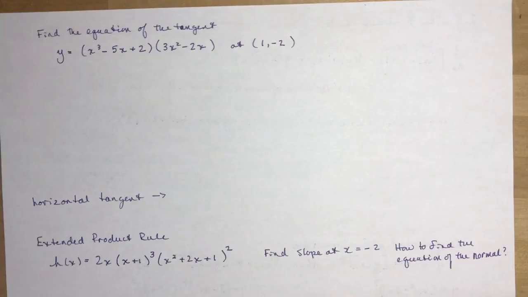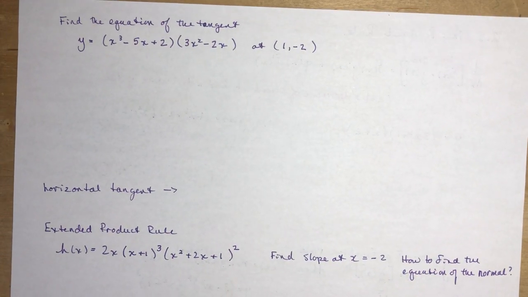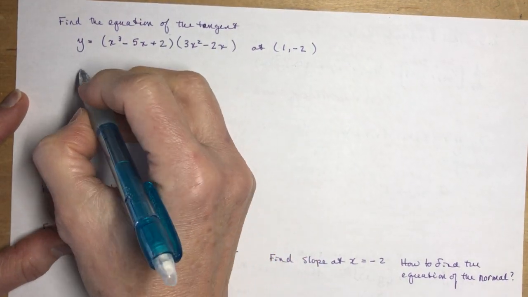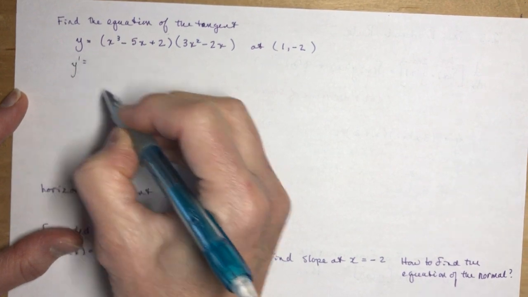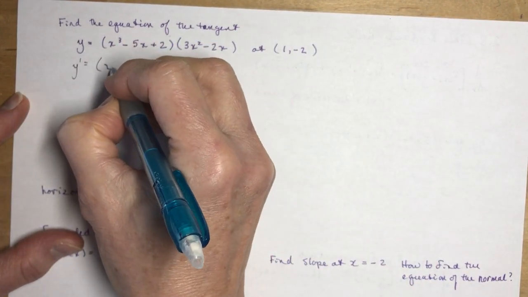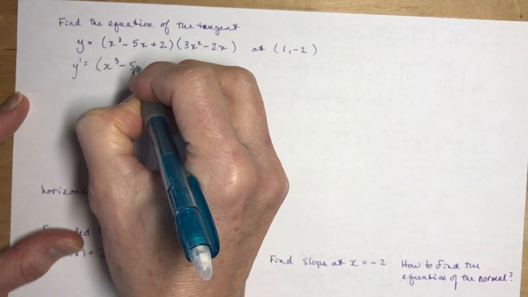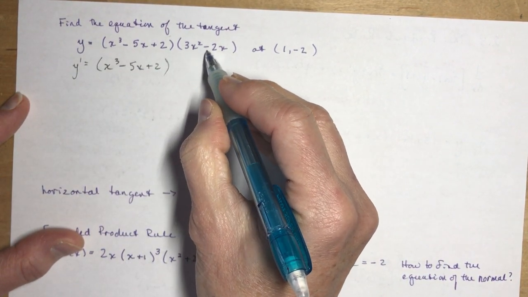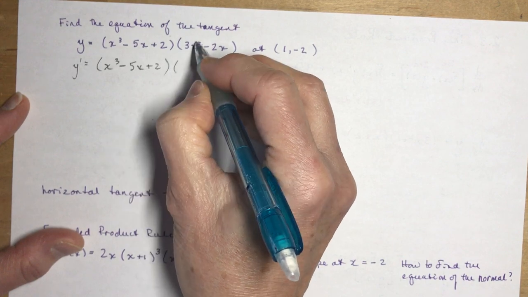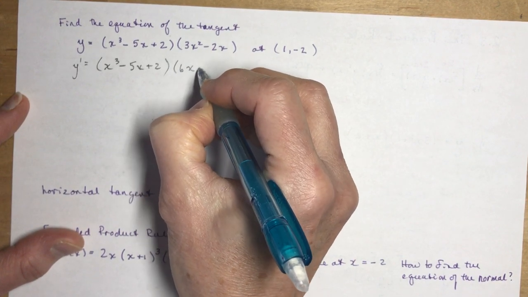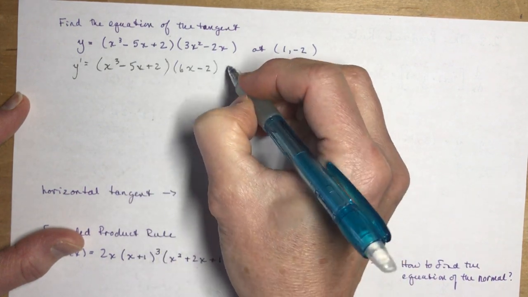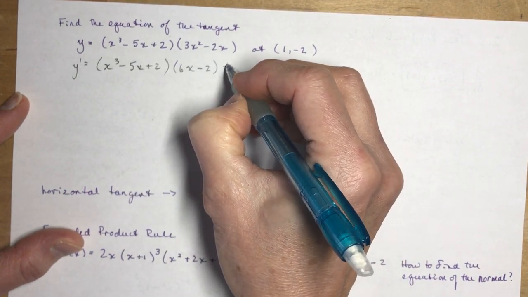Okay, so let's do some more of this. Find the equation of the tangent. Never ends, does it? Okay, so we have a product. There's no power of a function rule here, so I'm just doing the first times the derivative of the second. So I'm going to write all that out. So here's the first times the derivative of the second. So the derivative of 3x squared minus 2x, that's going to be 6x minus 2. First times derivative of the second, plus, don't forget, don't stop.